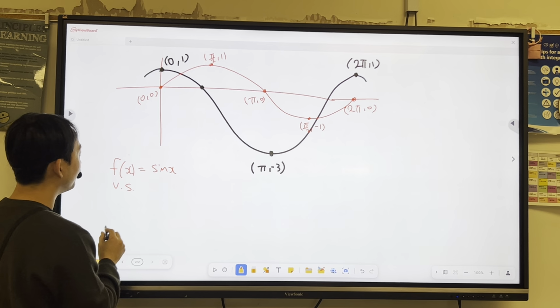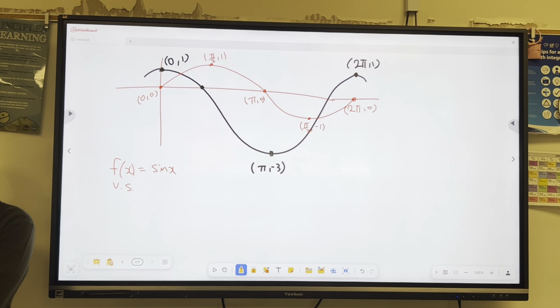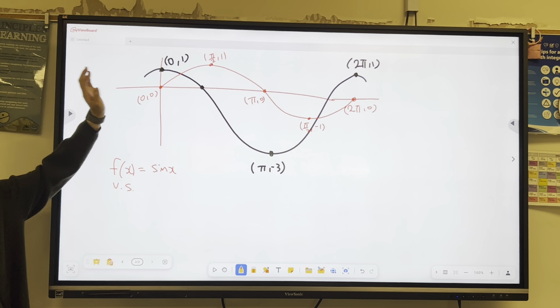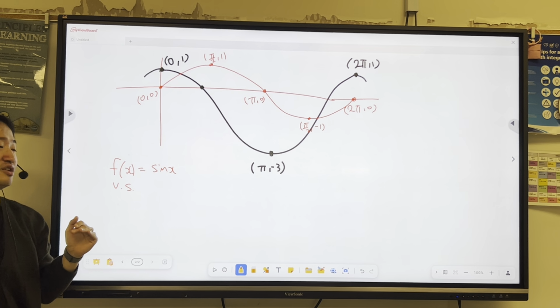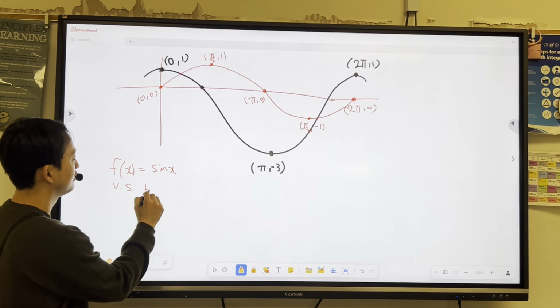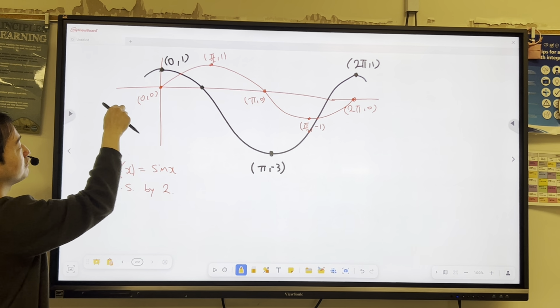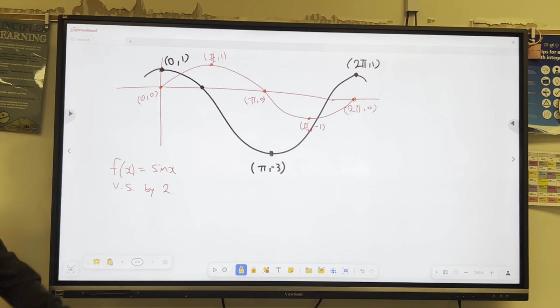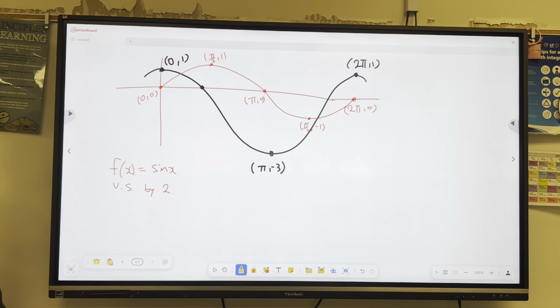First, the vertical stretch. Is there some kind of a vertical stretch in this question? Yes. My red graph goes from -1 to 1, and the black graph goes from -3 to 1. So there has to be a vertical stretch. By how much? By 2, because my red graph has an amplitude of 1, and the black one has an amplitude of 2. So there has to be a vertical stretch.